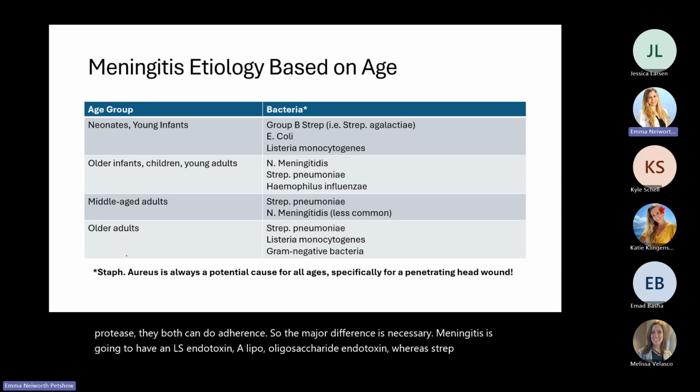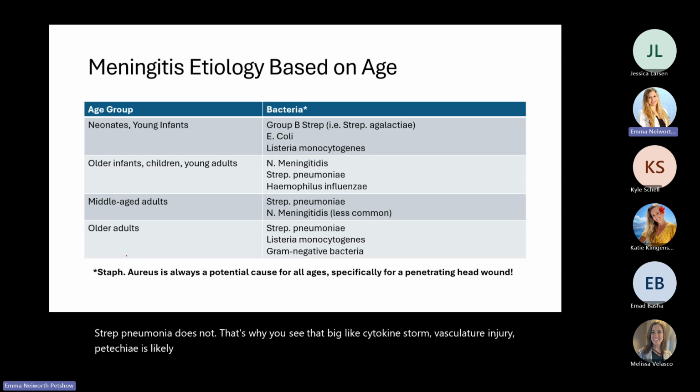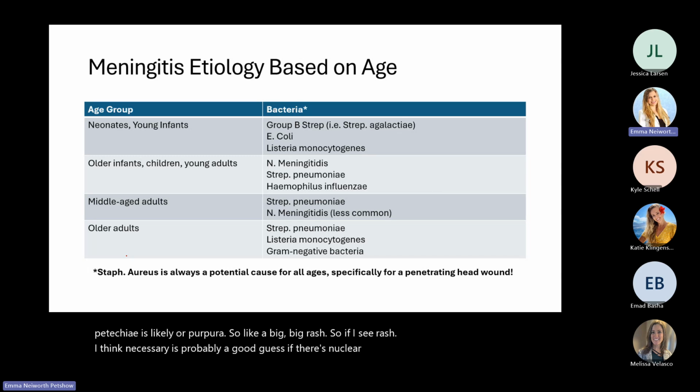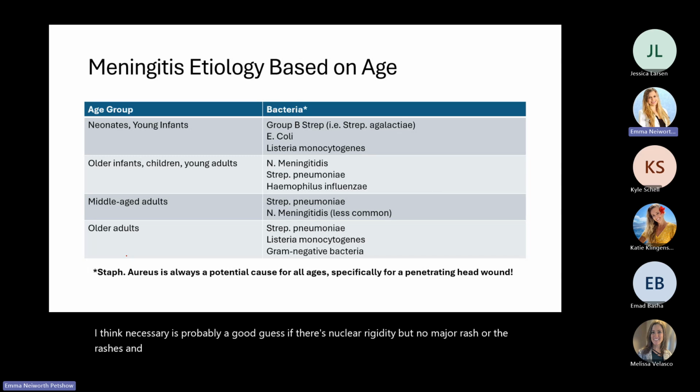Strep pneumoniae does not. That's why you see that big cytokine storm, vasculature injury, petechia is likely, or purpura, so like a big rash. So if I see rash, I think Neisseria is probably a good guess. If there's nuchal rigidity but no major rash, or the rash isn't as prominent, then I might go with strep pneumoniae. And gram stain will really help.